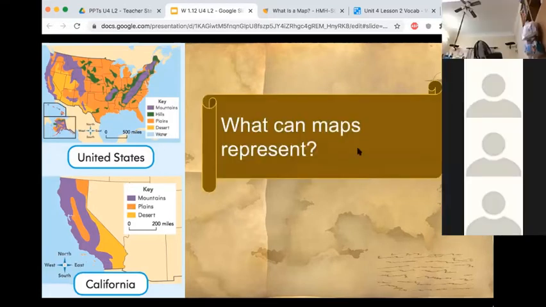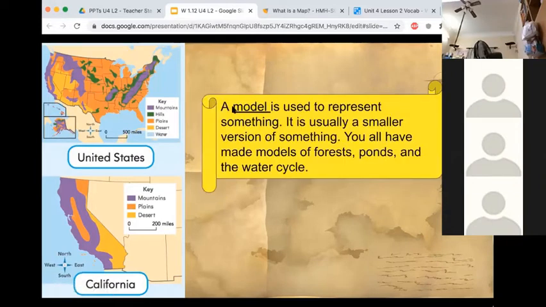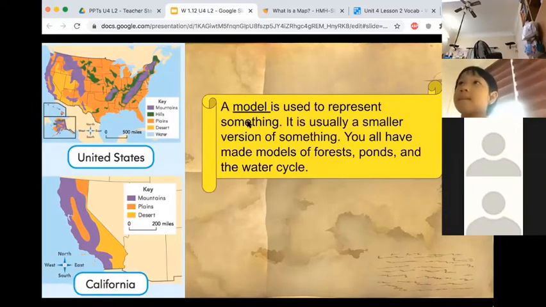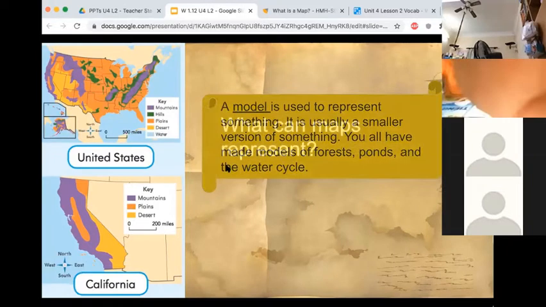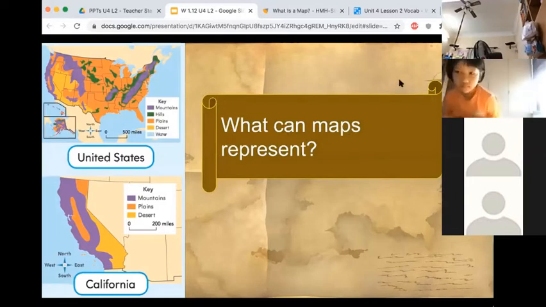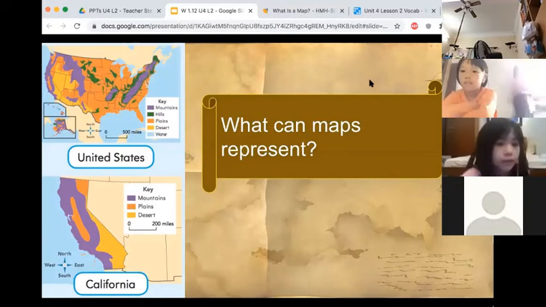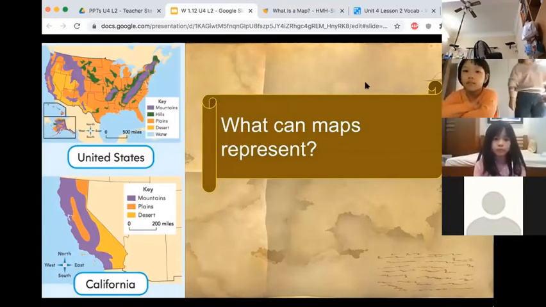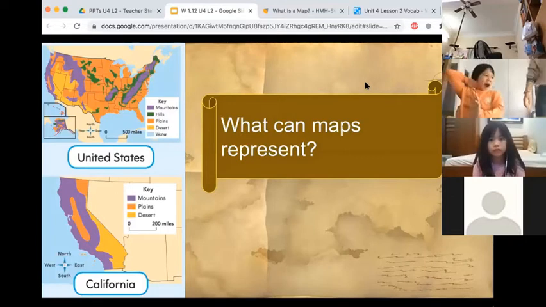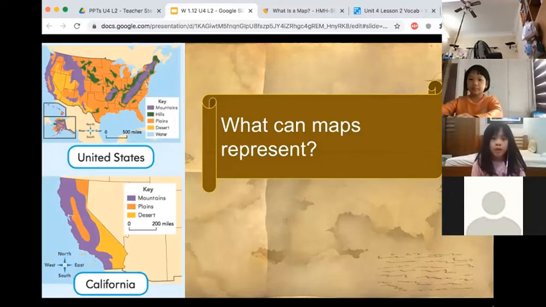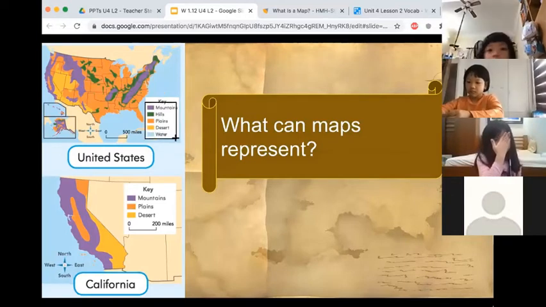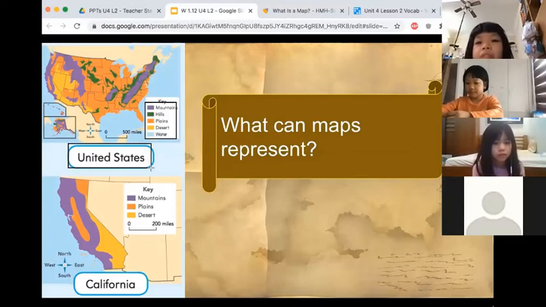What can maps represent? So, a model is used to represent something. It's used to show or represent a smaller version of something. So what do maps represent? Vivian? It shows us many keys. Okay, yes, it represents whatever's on the key. That's a good way to put it. So this map would represent mountains, hills, plains, desert, and water in the United States.